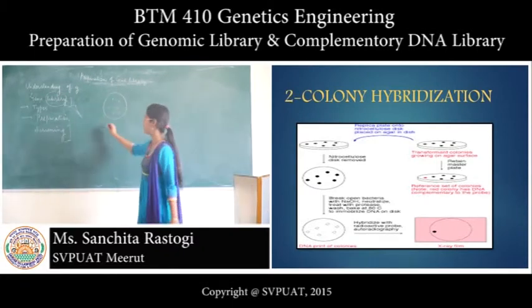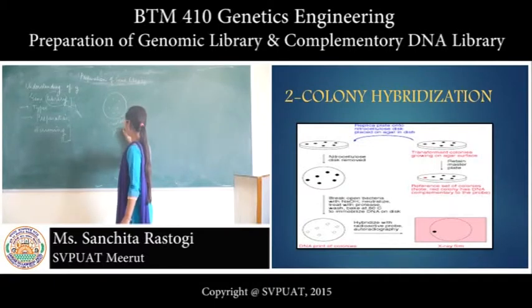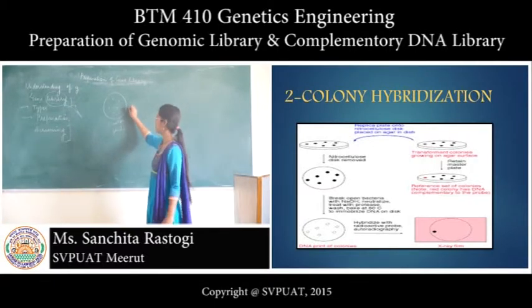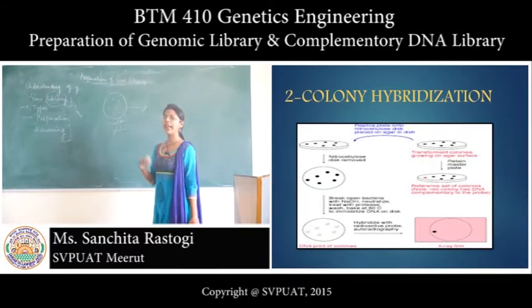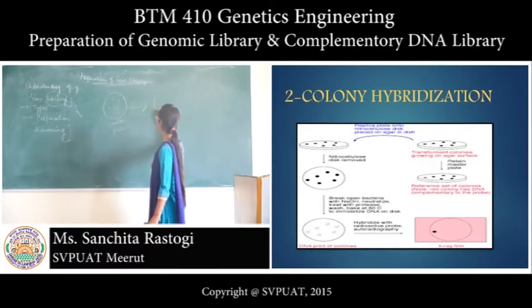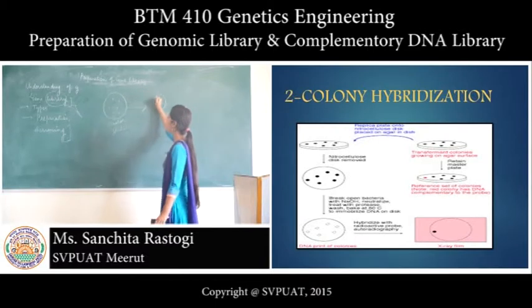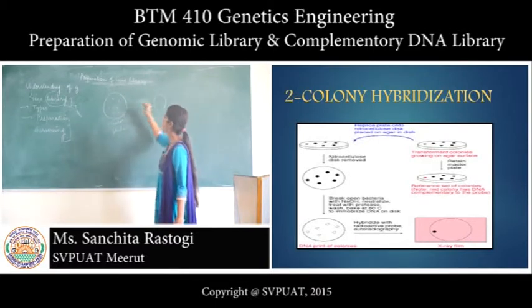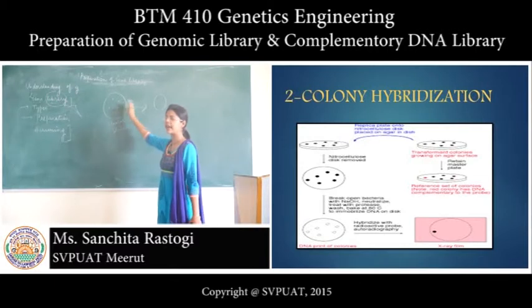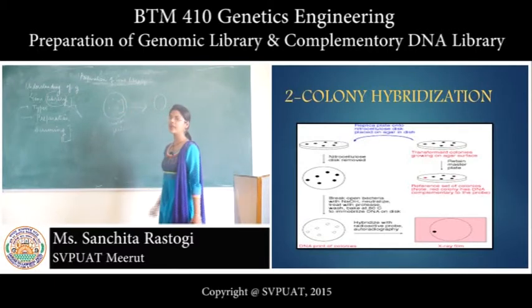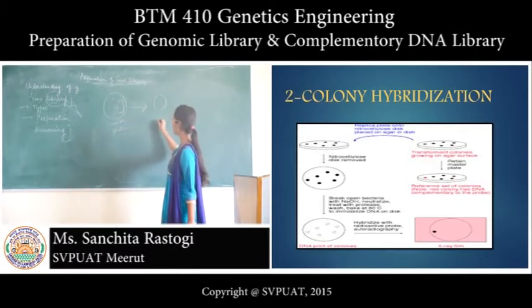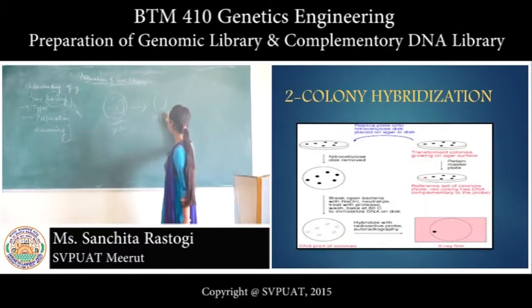This first plate is known as the master plate. From this master plate we produce replicas. We touch a velvet sponge over the master plate, and then the same velvet sponge is touched to another petri plate. So it will have the same number of colonies at the same places as the master plate. The plate obtained from the master plate is known as the replica plate.